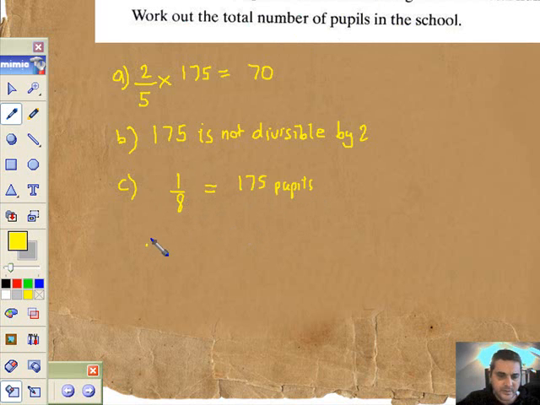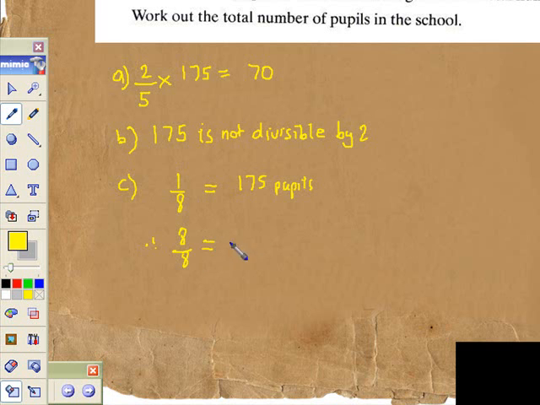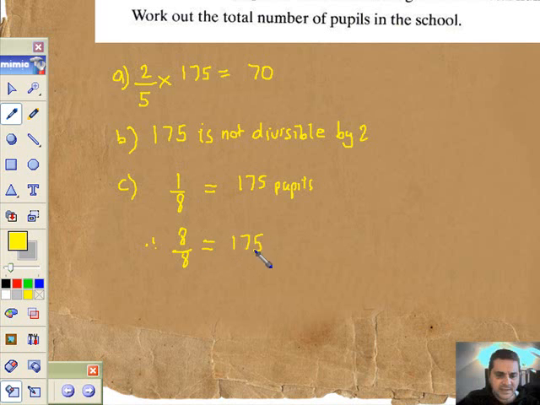Therefore, 8/8, that's the whole lot, okay, is going to be 175 year 10s times 8 to get the whole school population. So 175 times 8, I will grab a machine for this one. 175 times 8, I have a school of 1,400 pupils, and there it is.